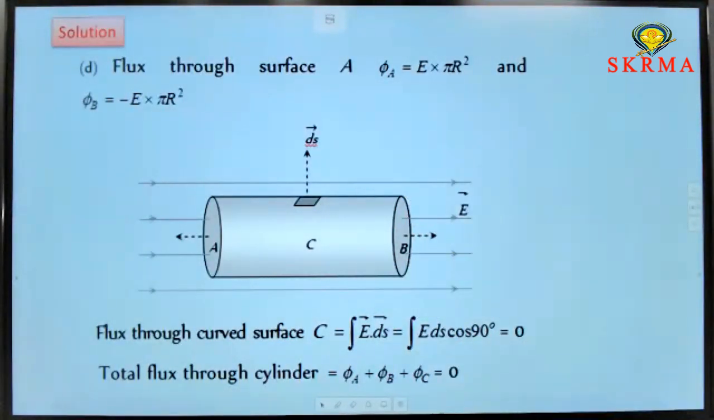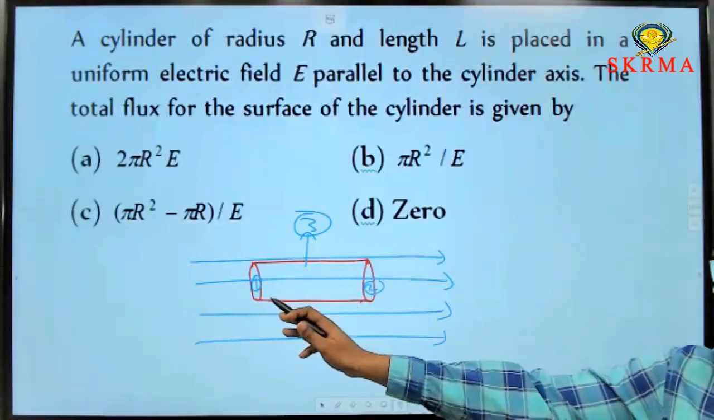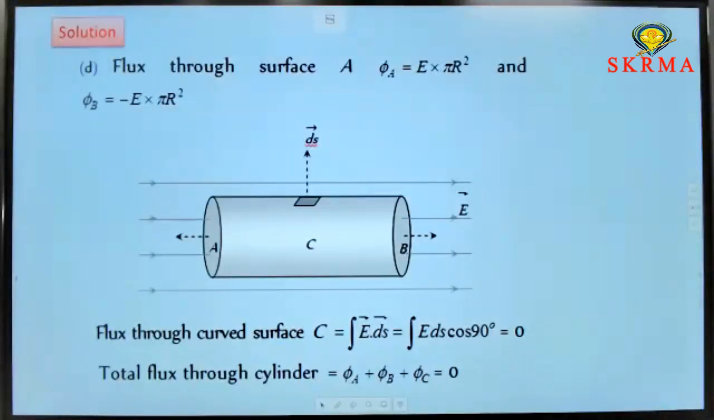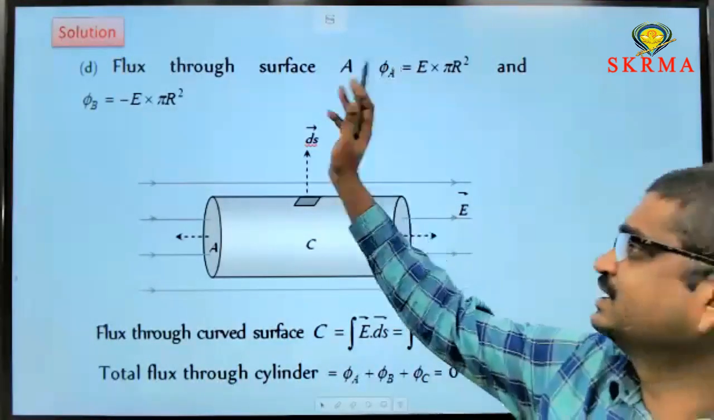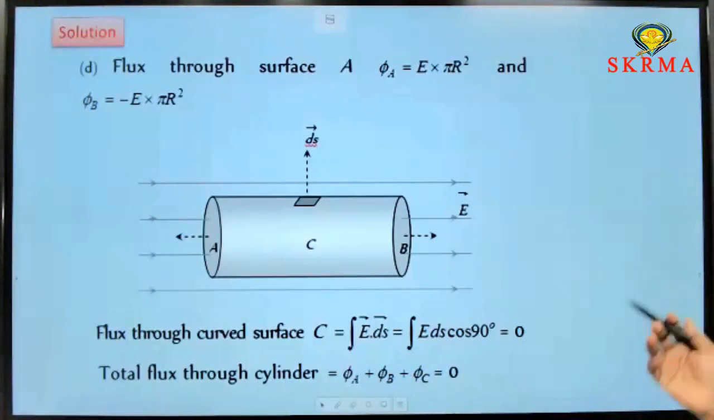Option D is correct. What is option D? 0. So you can calculate the flux passing through the first surface, second surface, and third surface. Just add those three, then you will get the answer. You can solve like that also. Add all these three, then you will get 0 only. Either process, no issue. So if any closed object is placed in an electric field, how much is the flux? 0 only. No need to calculate also. Directly you can write.